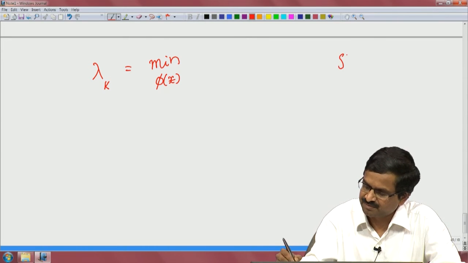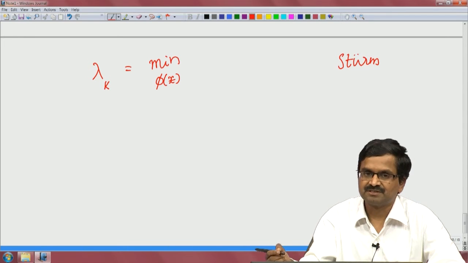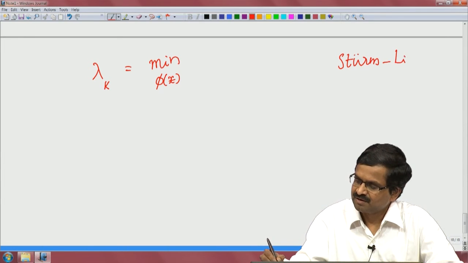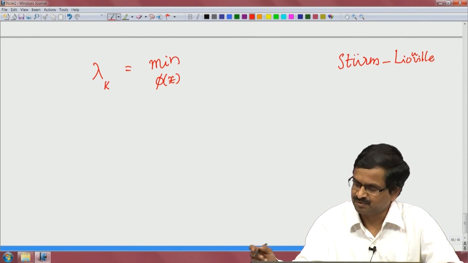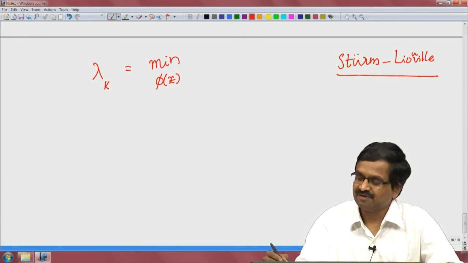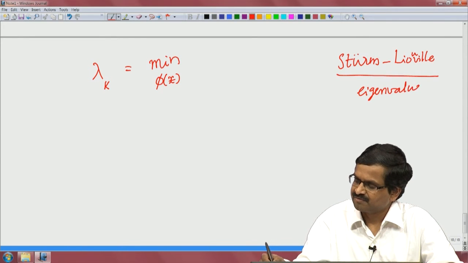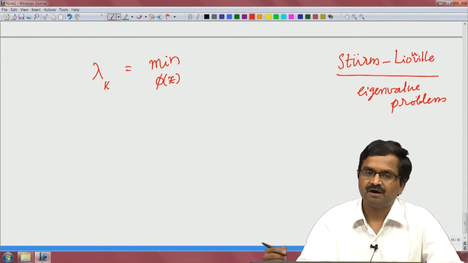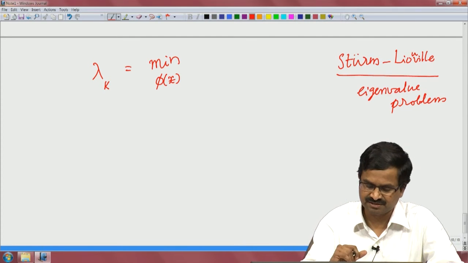Let me write it because the spellings and pronunciations are different. Sturm-Liouville problems. I think there is a u also, Liouville, Louis, some Louis problems, or eigenvalue problems. That is easy to remember. In all of those cases, we can derive this orthogonality of eigenfunctions and all of that, and then this minimum characterization theorem.